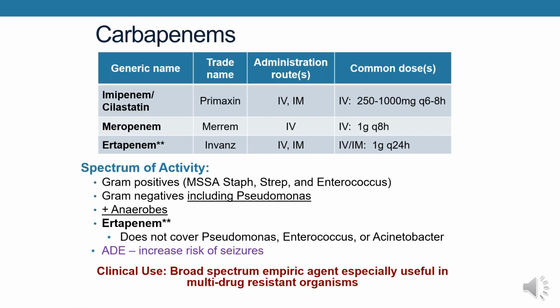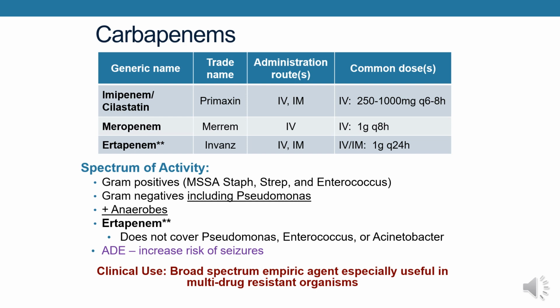The carbapenems are only available as injections, but they have some of the broadest spectrum of action of all the antibiotics. Some things that they have in common are that they do not cover MRSA or atypicals. However, not all carbapenems are created equally. Ertapenem has some gaps in coverage when compared to the others. It doesn't have any activity against Pseudomonas, Enterococcus, or Acinetobacter. However, one advantage of ertapenem is that it's dosed once daily.